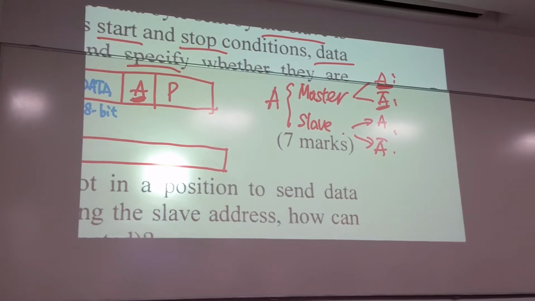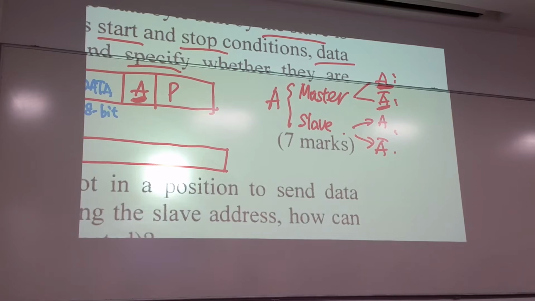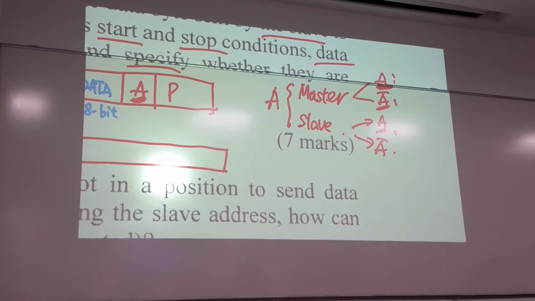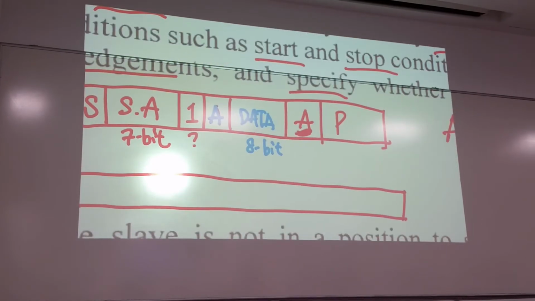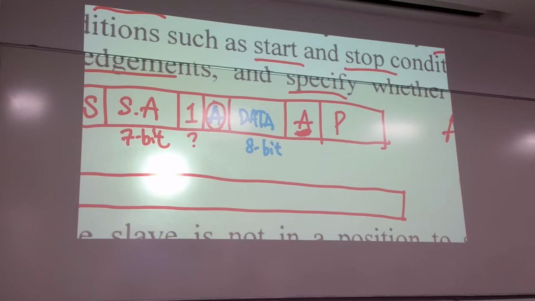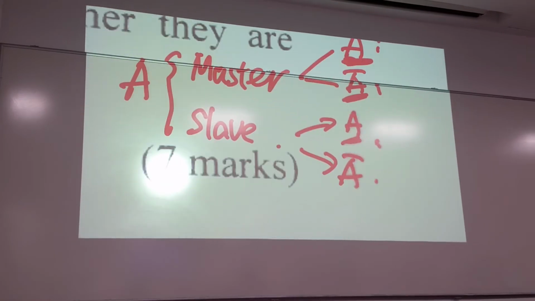Okay, but if it's A bar, not acknowledged, it means it received this byte but doesn't want any more. Okay, it stops. And if your slave is sending an A, it's basically showing its presence. For example, here you have an A, which means your slave wants to inform your processor that it's available, ready to send, or if it is receiving, that it received this byte.